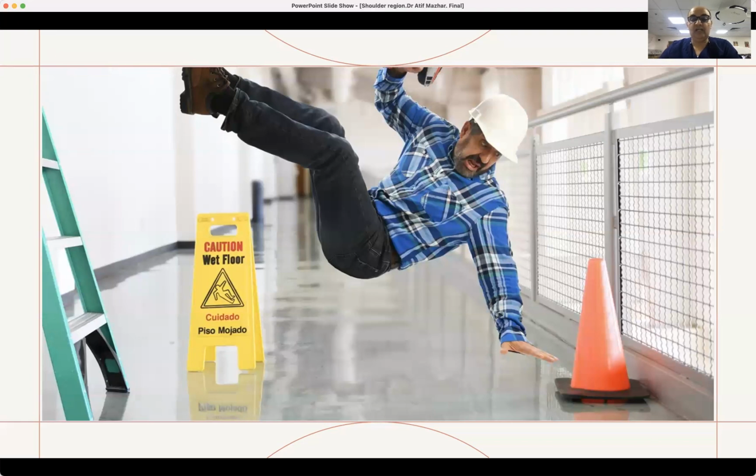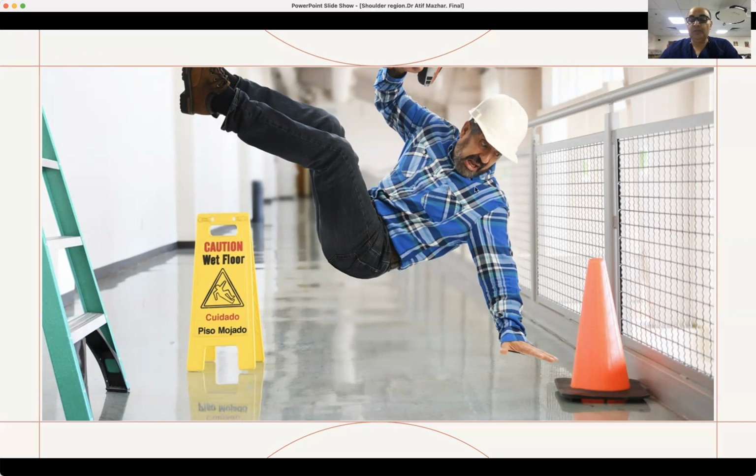Now, what's wrong with this guy? He slips, and look at the pattern. When he's falling down, he's falling on his outstretched hand. We call it FOSH, F-O-S-H. And a fall on an outstretched hand results in so many problems. It's variable from adult to child. We can have a fracture. If I start from the hand, scaphoid. Then we can fracture the distal radius, the possibility of fracture of the distal humerus, and then lastly, the clavicle.